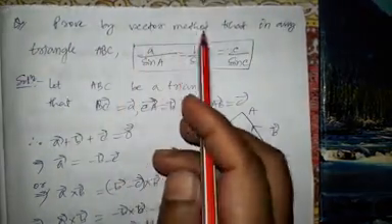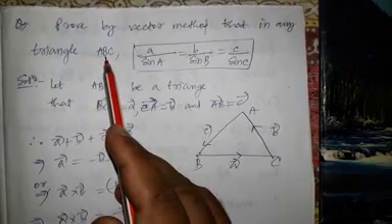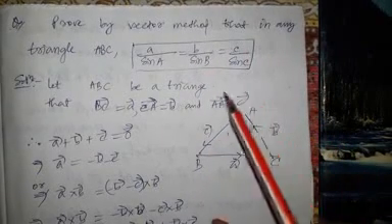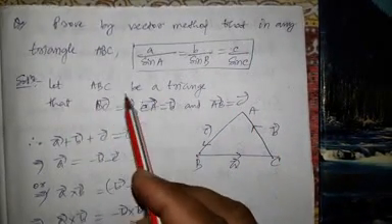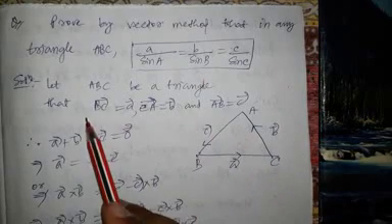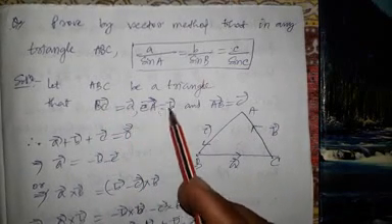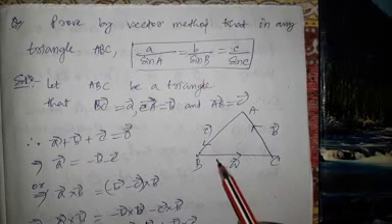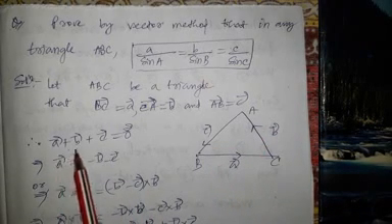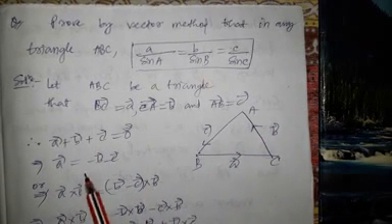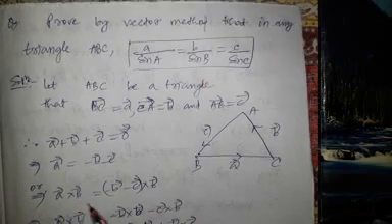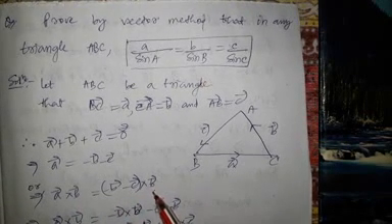Prove by vector method that in any triangle ABC, a by sin A is equal to b by sin B is equal to c by sin C. Let ABC be a triangle. Then BC vector is equal to A vector, CA vector is B vector, and AB vector is C vector. Now A plus B plus C is equal to 0 vector, means A is equal to minus B vector minus C vector. And A cross B is equal to minus B minus C cross B vector.